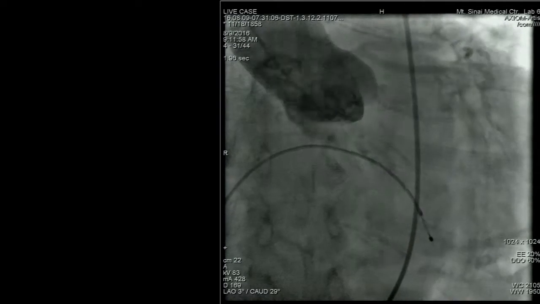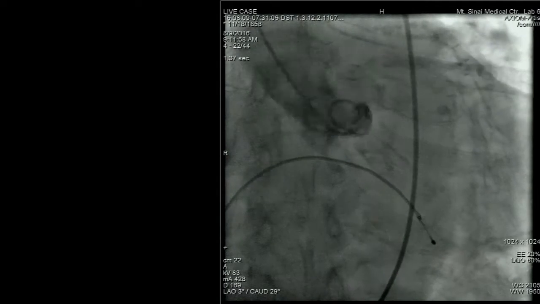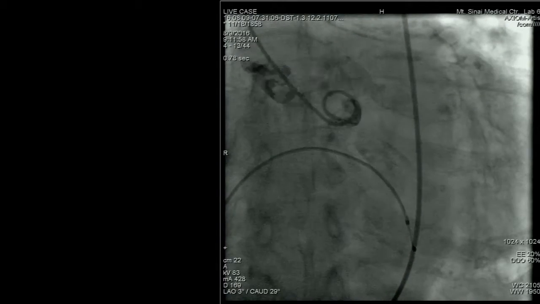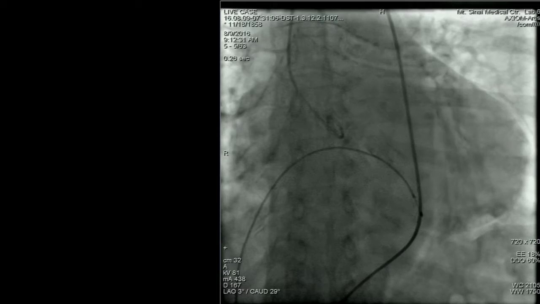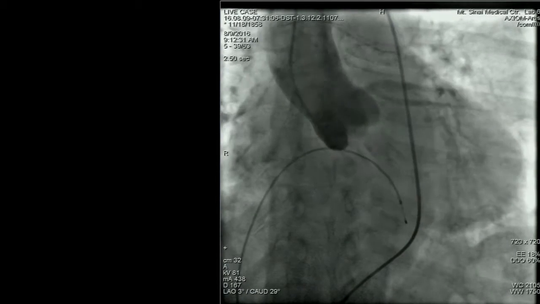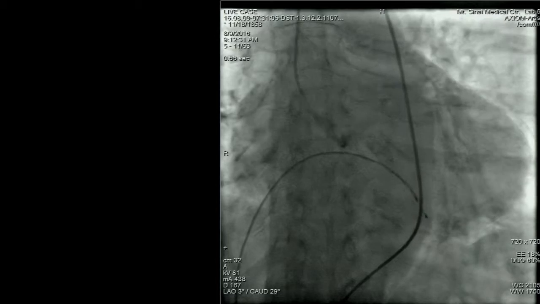We're now getting our annular plane set. You can see we've nicely aligned the three leaflets, the three cusps of the valve. And this will be our starting point for implantation. You can see here, minimal AI to start with.